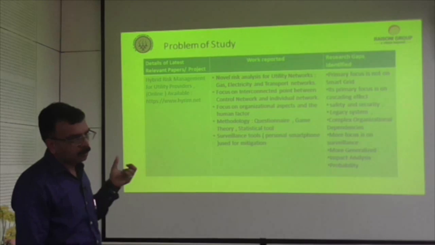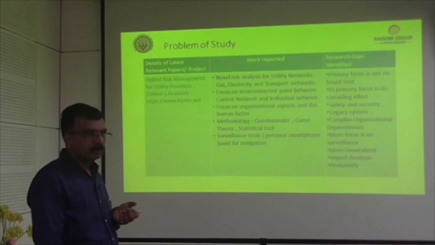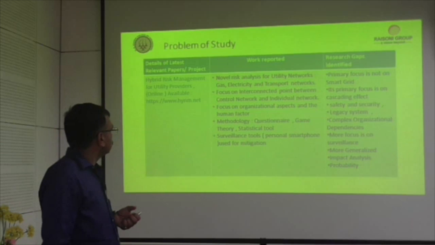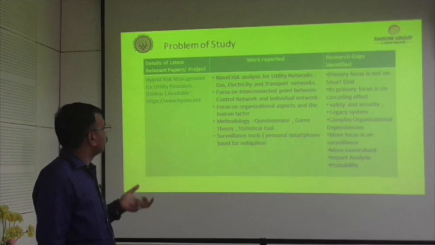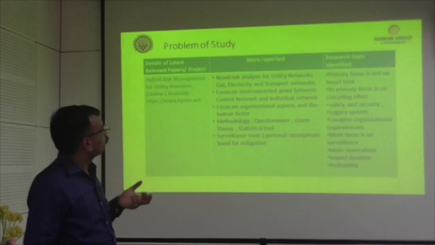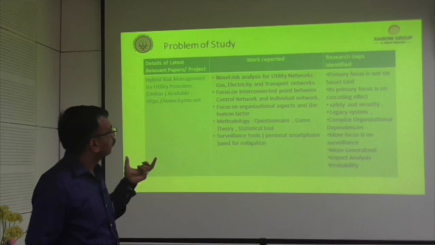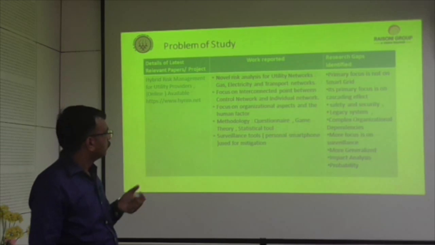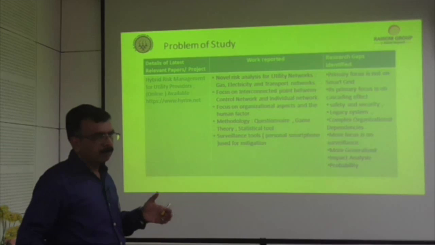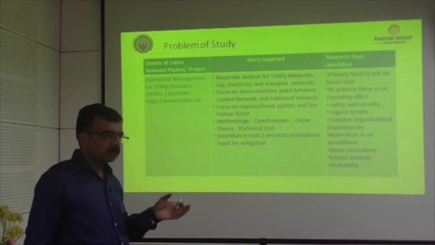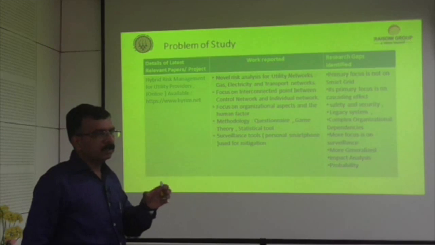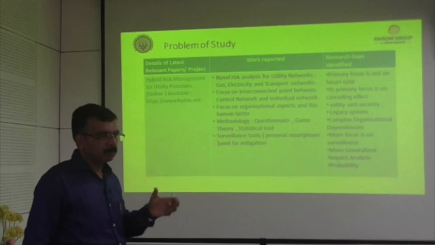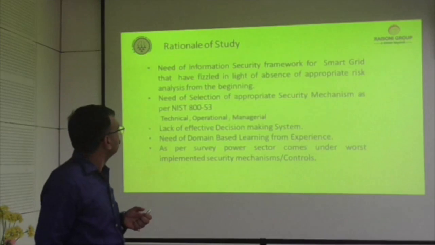Hybrid risk management is also developed by Europe. That is also like the SGI toolbox. Nothing more is there in that methodology. Kushner: game theory, statistical tools, surveillance tools, personal smartphone use mitigations. The primary focus is not on the smart grid, it is on the cascading effects, safety and security legacy. This is the paper that I found mostly on the smart grid, or somehow related to the smart grid. Most of the papers, one is the Europe one and the second is the Govinda Raju paper. These are the two papers that focus on this area.